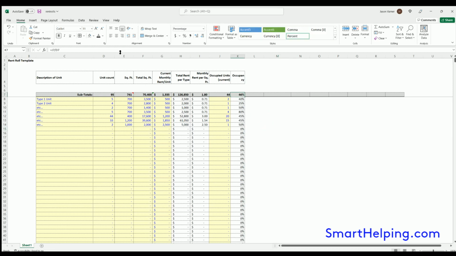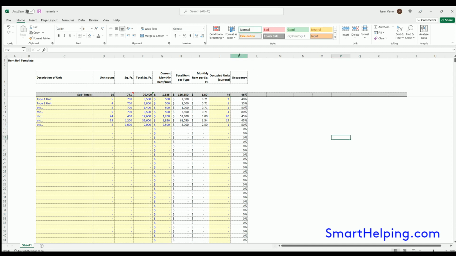So we're at 46% occupancy. Now on this, we can say occupied square feet would be, in theory, 46% times that, which is 32,000 square feet. And if you multiply that by the rent per square foot, you have 58,000. Now that 58,000 should be the same as the occupied unit amount times the rent per month here.